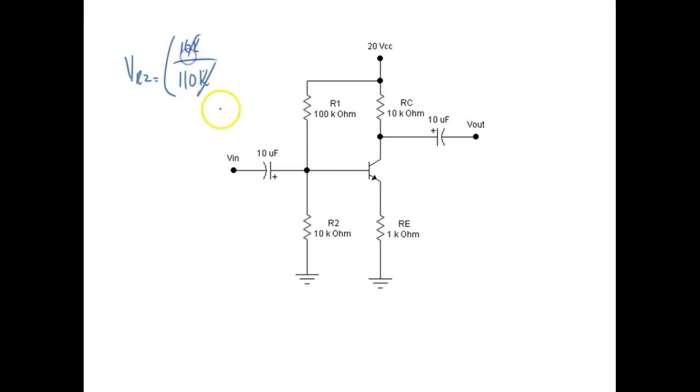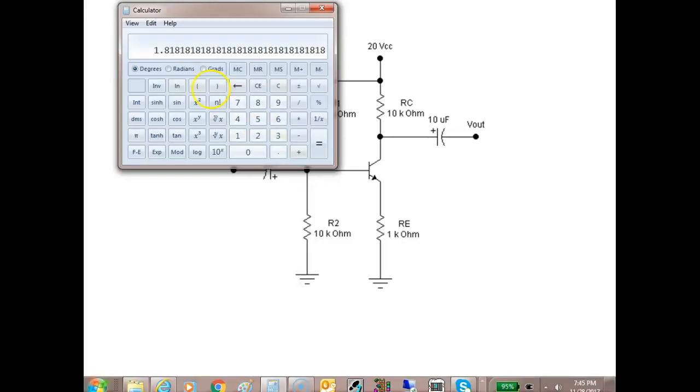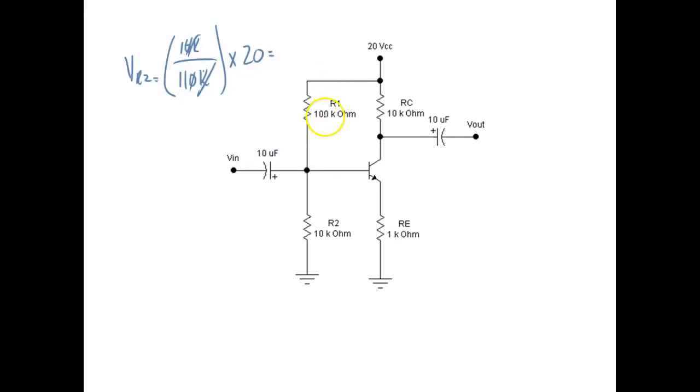So I can just cancel the K out right off the bat, right? You understand? In fact, I could cancel this out right there right off the bat too. So it's 1 divided by 11. And then I'm going to take that and multiply it times 20, and that should give me the same voltage, 1.8 volts.